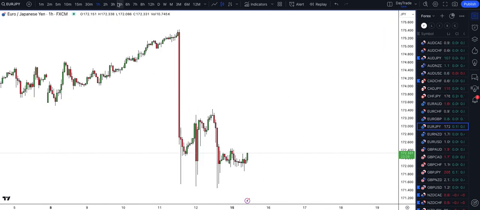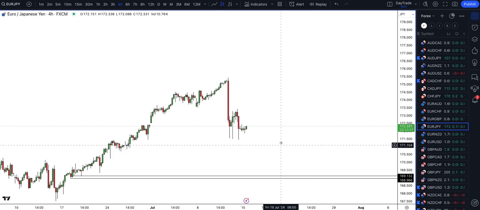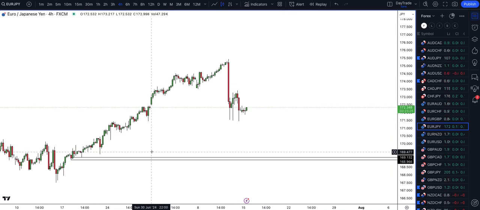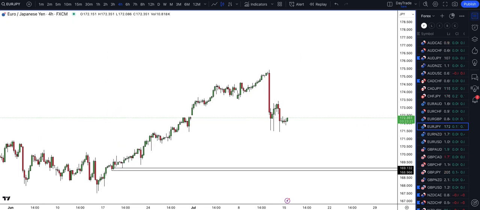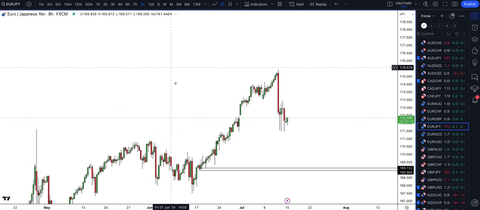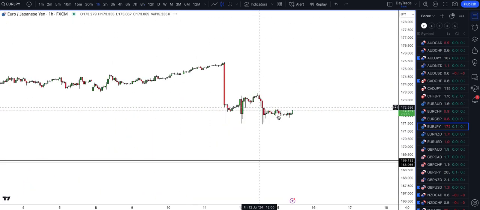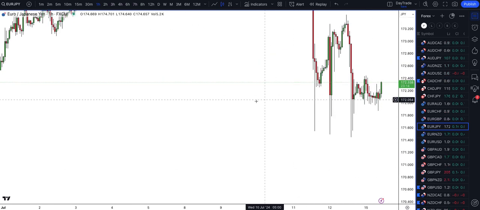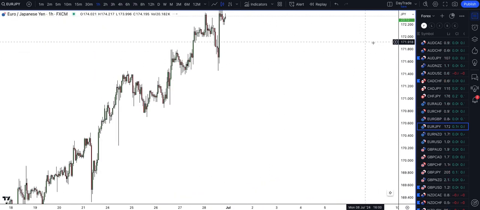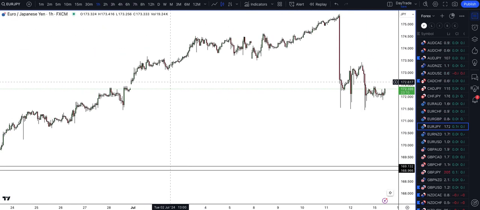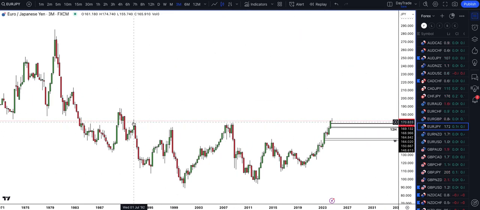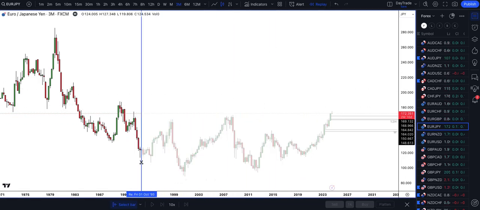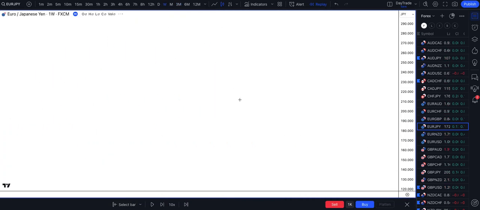Euro yen. There was just this zone lower down here. Nothing really. Let's see if I go into a higher time frame. Nothing really on euro yen either, and we're at highs from, let's go 3 month chart, from years ago. So 1992, we're hitting those highs. So it's kind of difficult to get zones from that far back.